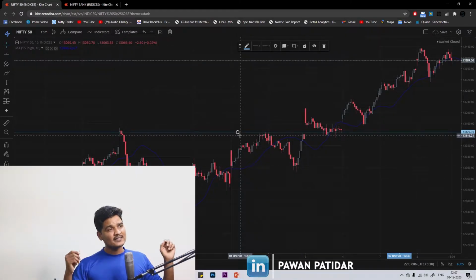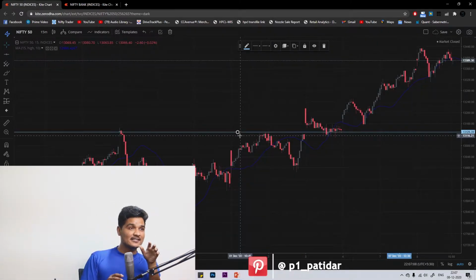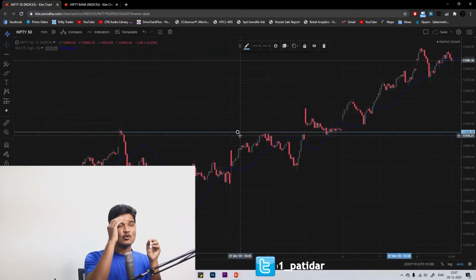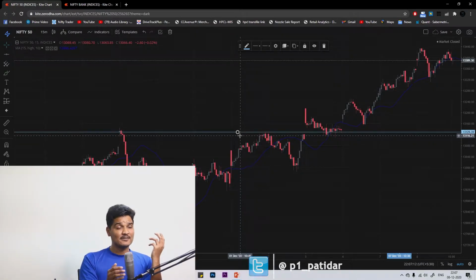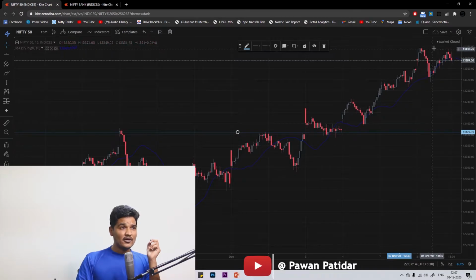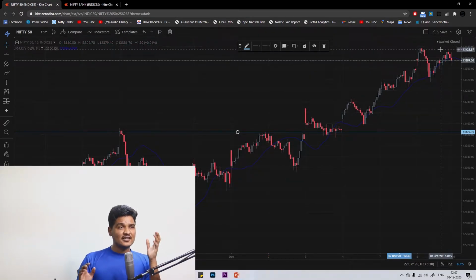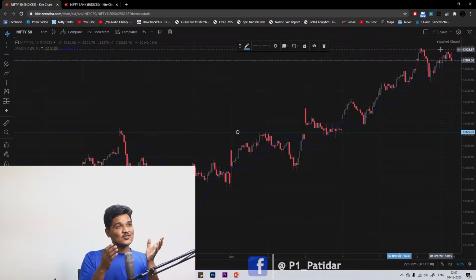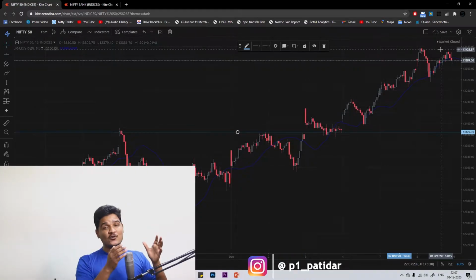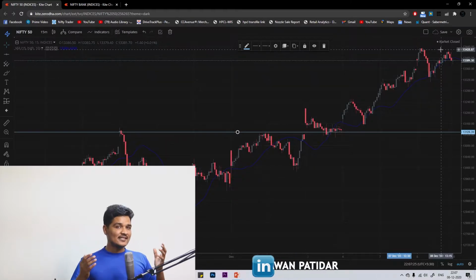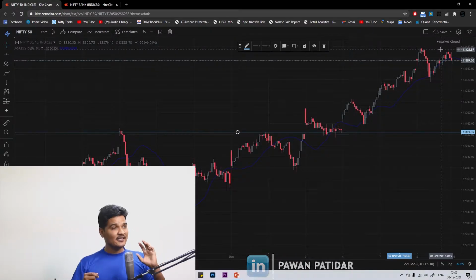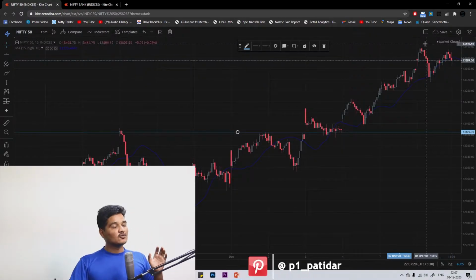Where is the resistance? You cannot determine the resistance based on this chart because there is no point where Nifty has touched multiple times. Maybe you can draw one point here, but here Nifty touches only twice. The second time it didn't even touch it. So you cannot say that it is a strong resistance. So this is not the resistance. I'll be taking the resistance 300 points above the support. So that will be your resistance.